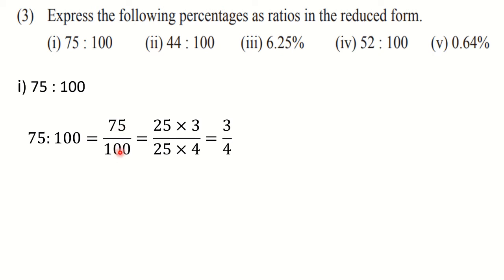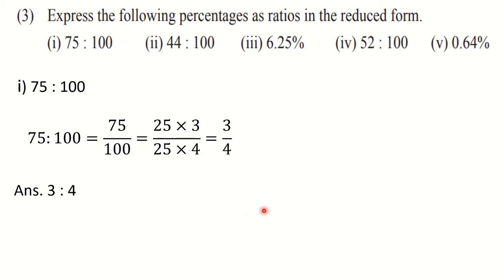Now 75 and 100 I can express as 25 into 3 and 25 into 4 respectively. 25 3s are 75 and 25 4s are 100. So the ratio in reduced form is 3 upon 4, that is 3 is to 4. In this way you can write down the percentage in reduced form.